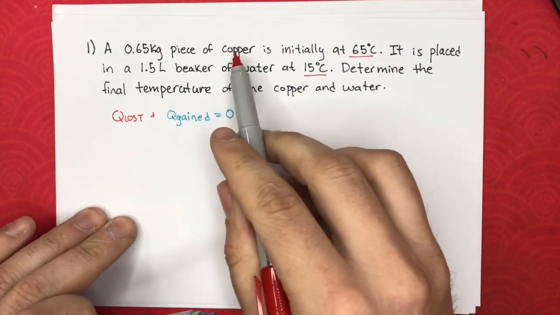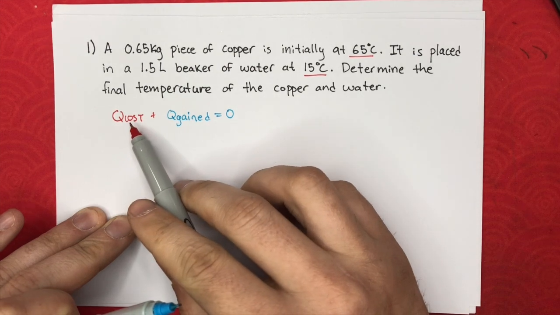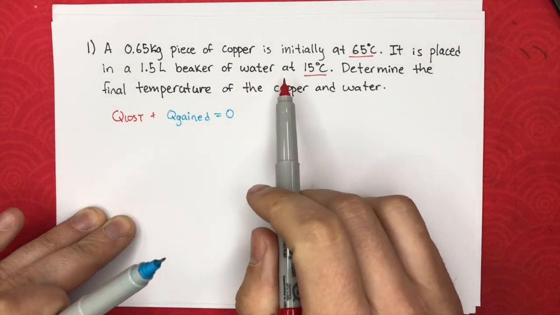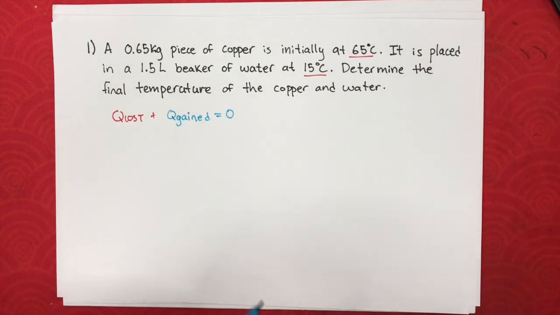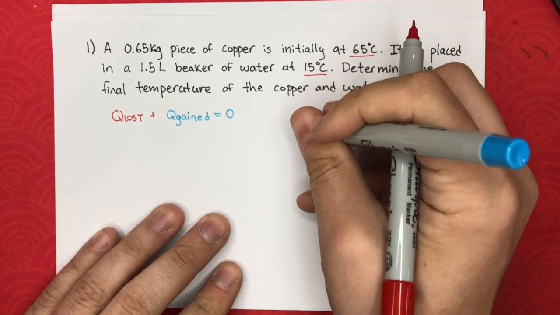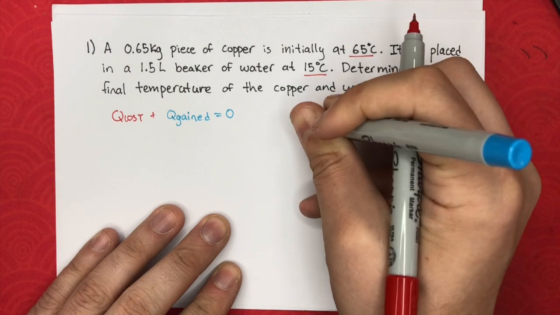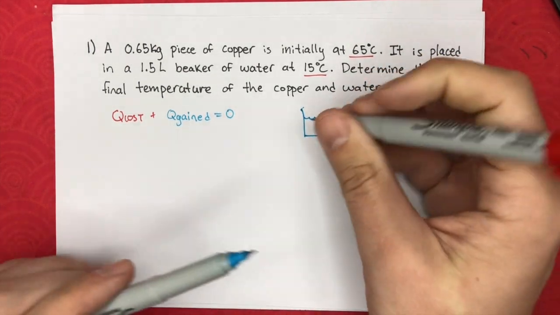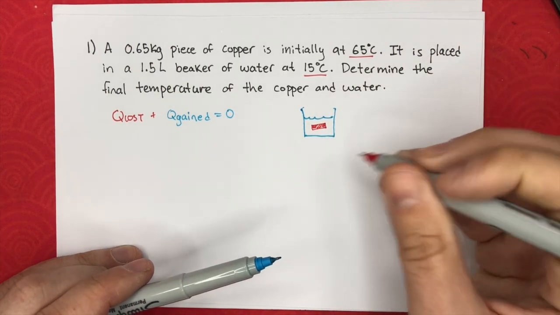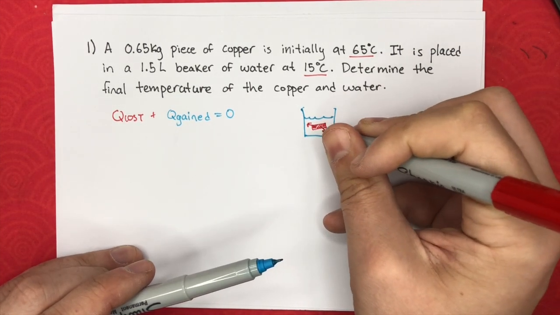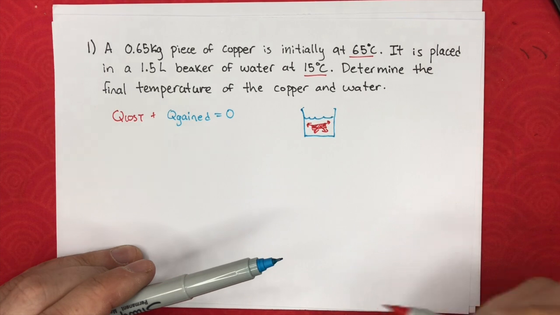So the piece of copper is the hotter one, so it's going to be losing some energy, and the water is the colder object, so it's going to be gaining some energy. What that kind of looks like here is if you have a little beaker over to the side, filled with 1.5 liters of water, you can put in a hot rod of copper, and it's going to put some energy out into the environment or into the water.